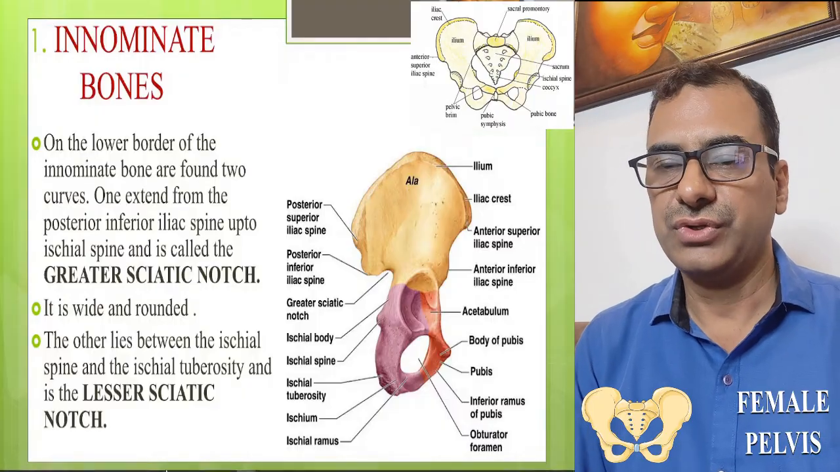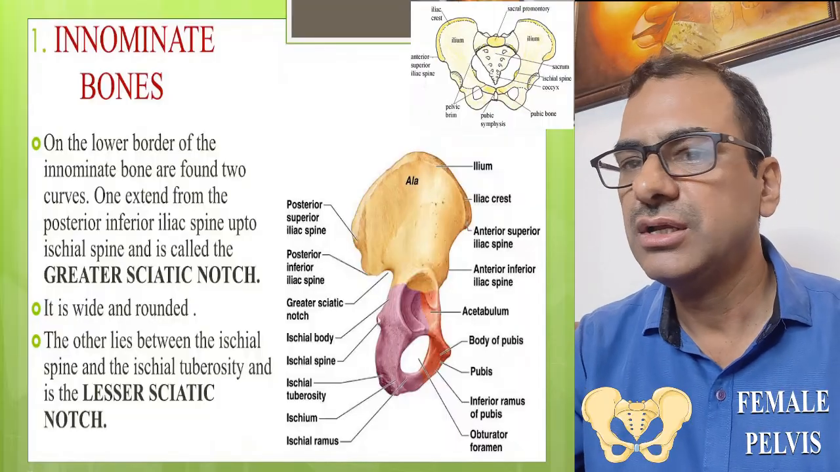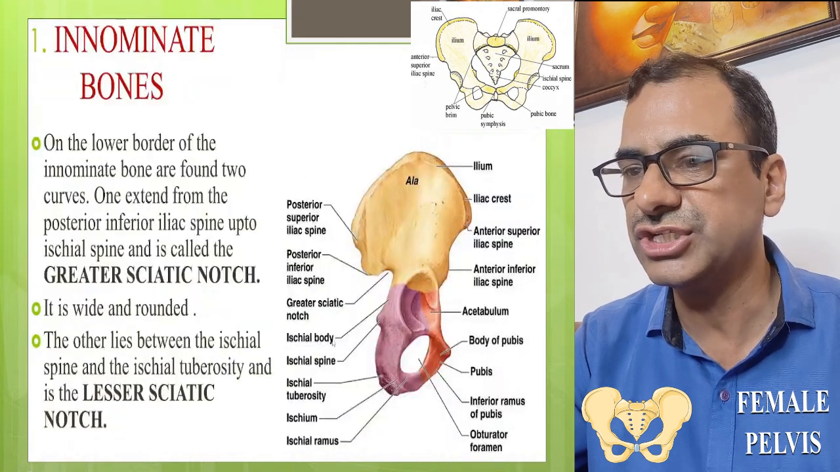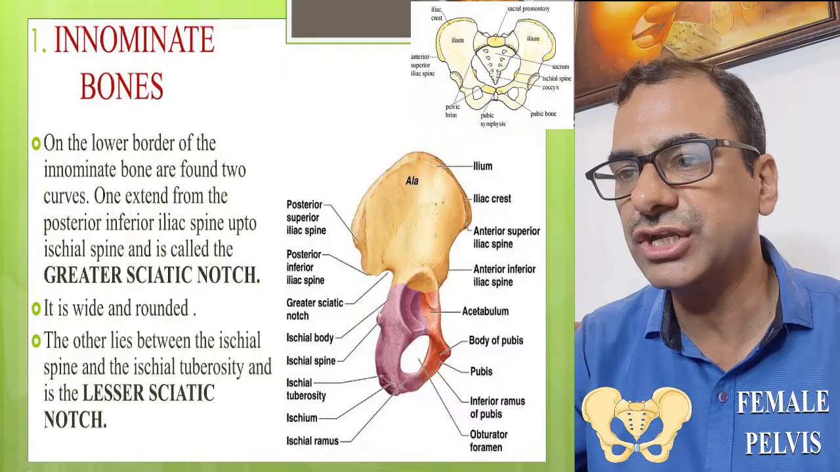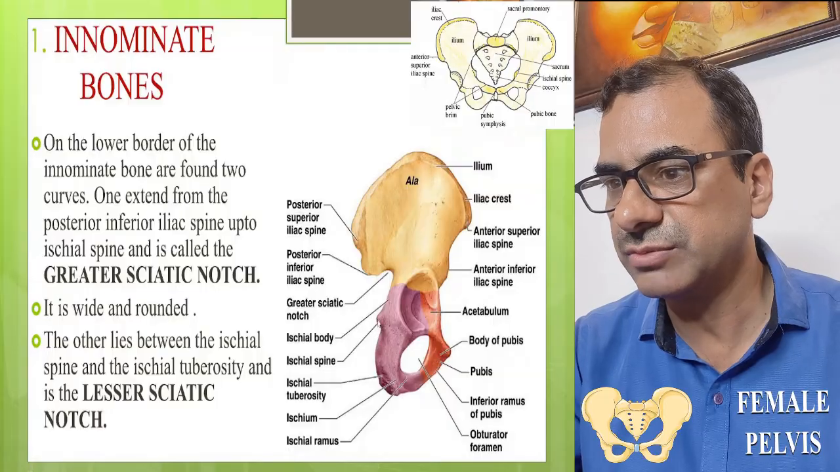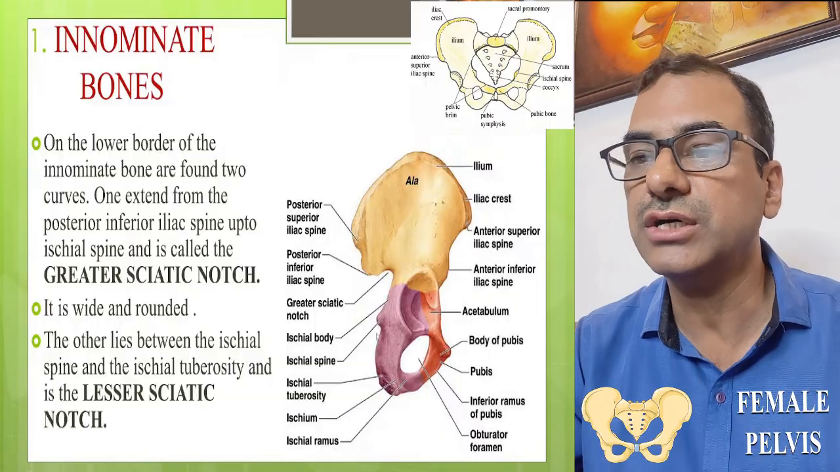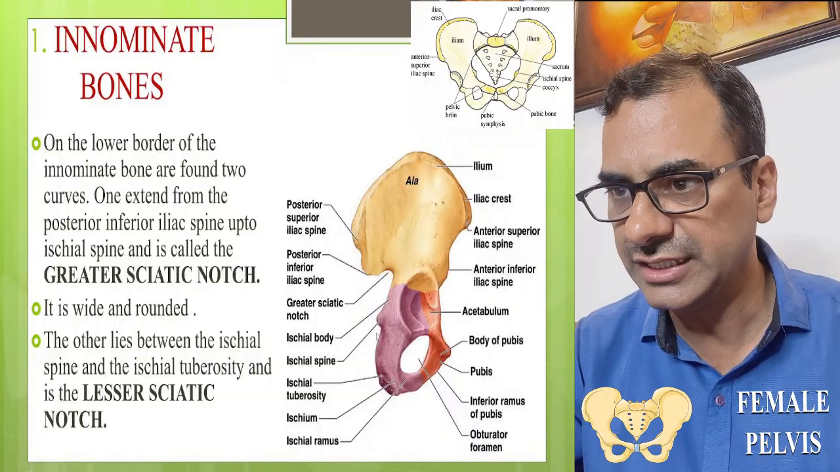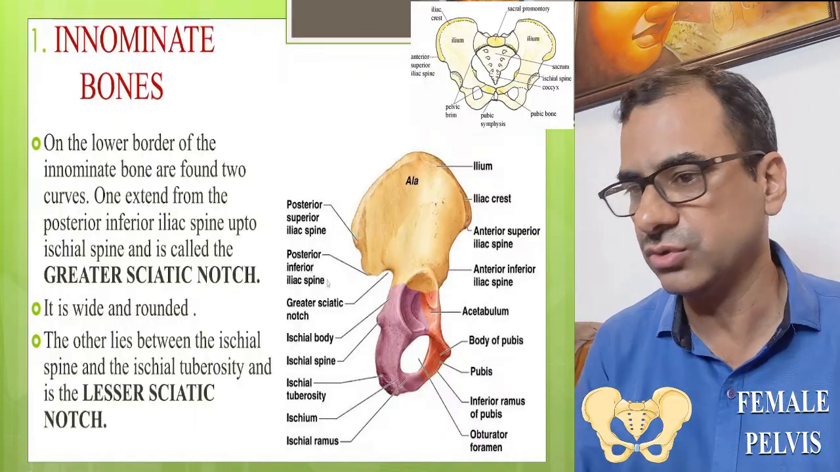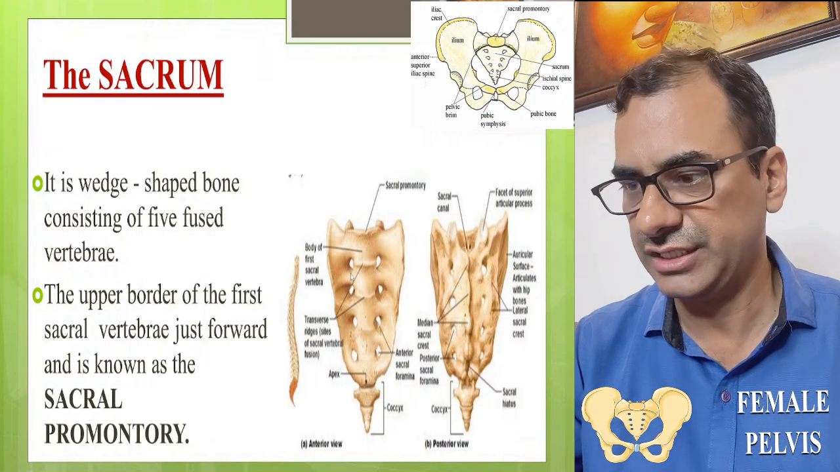On the lower border of the innominate bone, there are two curves posteriorly. One is a larger curve above the ischial spine. This is known as the sciatic notch, or greater sciatic notch, just above the ischial spine. And there is a smaller notch below the ischial spine, and that is known as the lesser sciatic notch. So this lies posteriorly, down below the posterior inferior iliac spine.